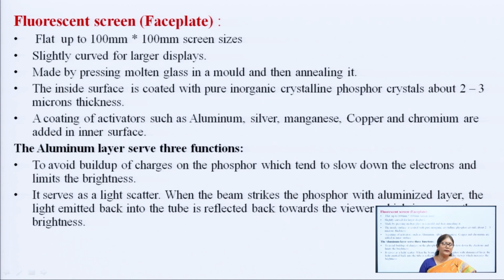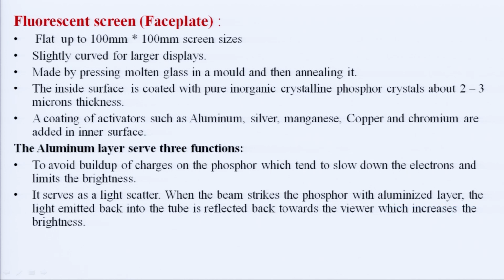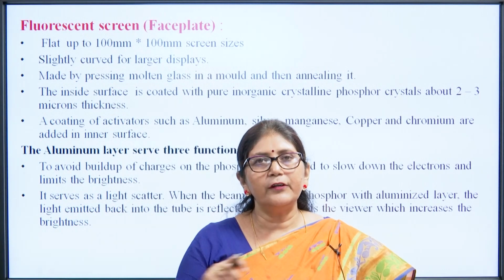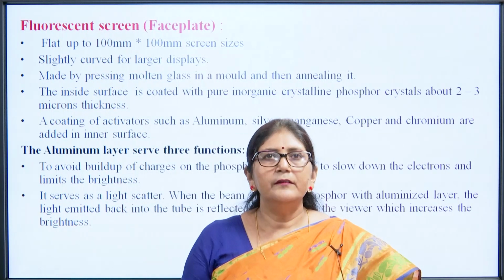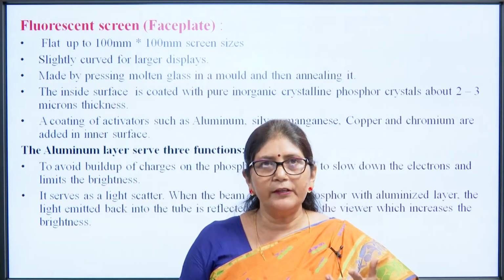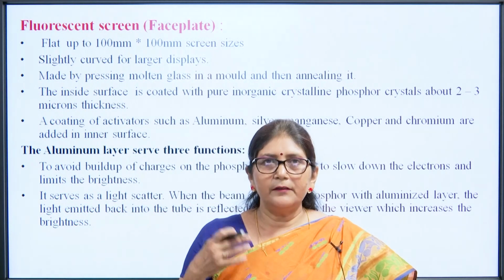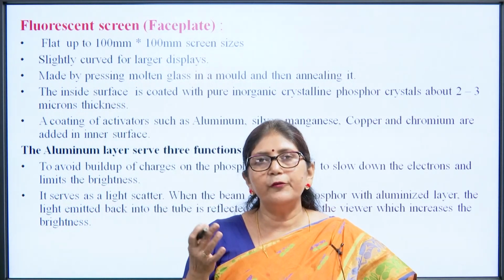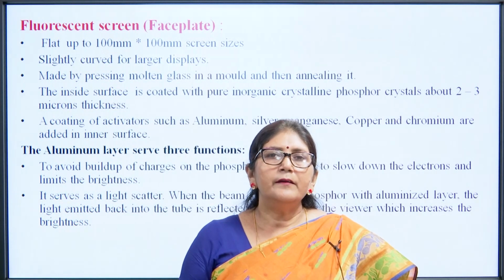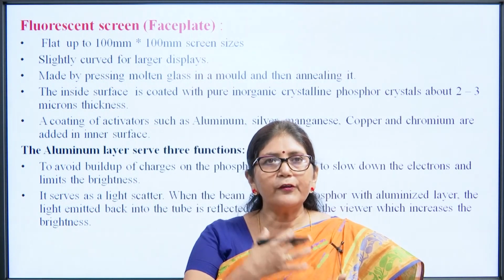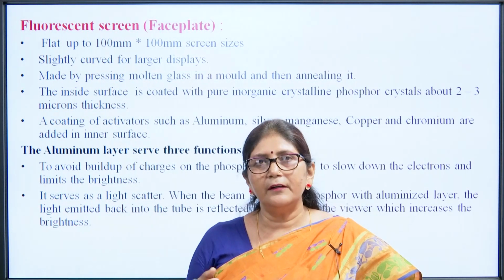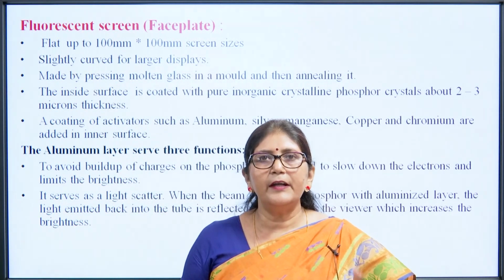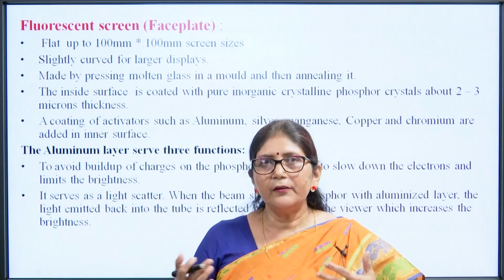The fluorescent screen in the CRO we are generally using is 100 mm by 100 mm. If the size is larger, it is slightly curved at the end, so that the electron beam covers the whole screen. It is made by pressing molten glass, and the inside surface of the screen is coated with a crystalline phosphor coating of 2 to 3 micron thickness. Inside that, there is an activator coating, and a conductor coating material such as aluminum, silver, copper or chromium.